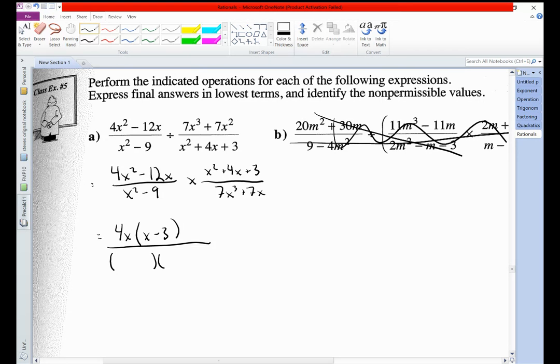So we can factor that into a difference of perfect squares, where x squared is x times x, and 9 is 3 times 3. And we have a plus and a minus. And then in the bottom right, we can factor out a 7x, and we're left with x squared plus 1.